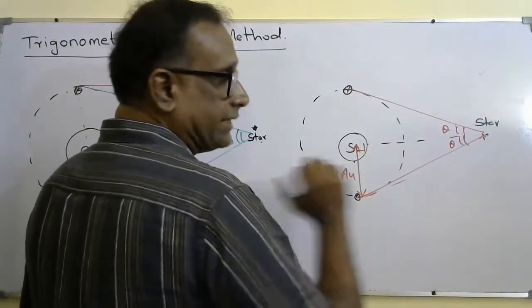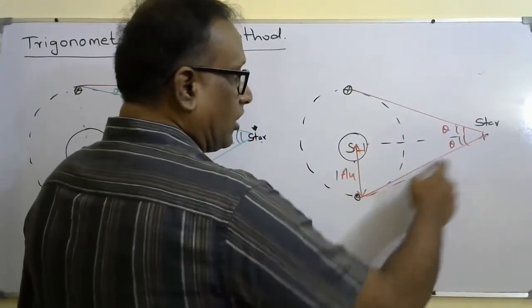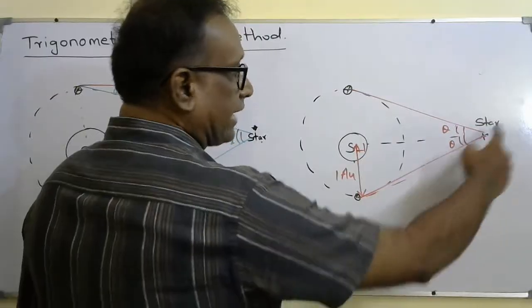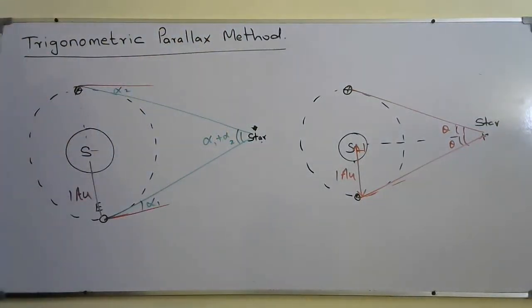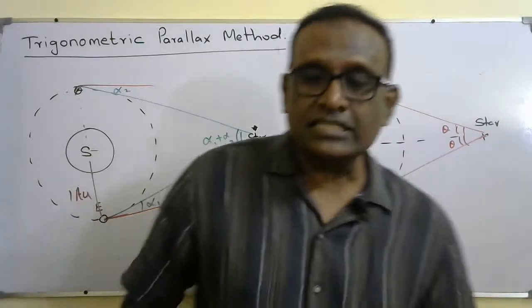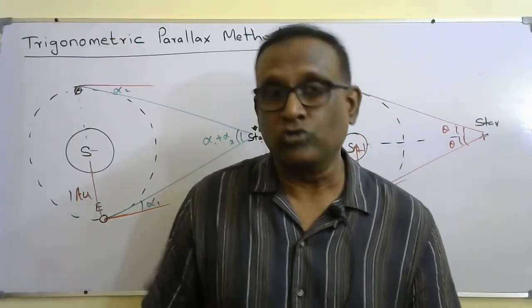This angle will be 90 degrees. You can use tan theta or sin theta for this triangle. Okay, so normally they ask to describe the method that is called the trigonometric parallax method. They normally ask to explain. So these are the 4 points, they give 4 marks.